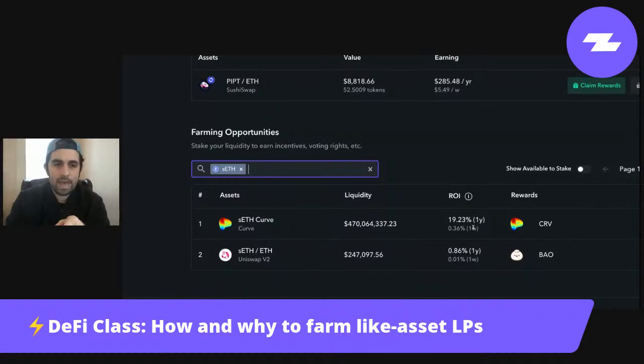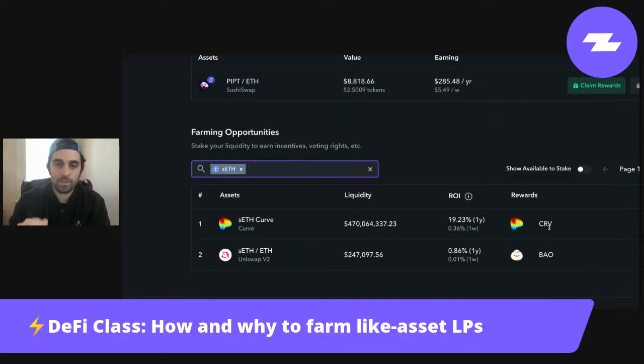It shows me that if I go into this pool and I stake, which is why there's a farming opportunity, I become an LP. That's one part of the opportunity. I can separately then come here and stake that and earn 19.23% APY. That's based off of the Curve governance token that I would be receiving, based off of the price of Curve today.